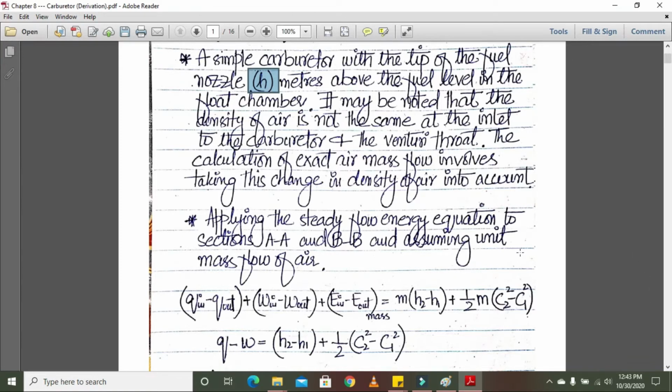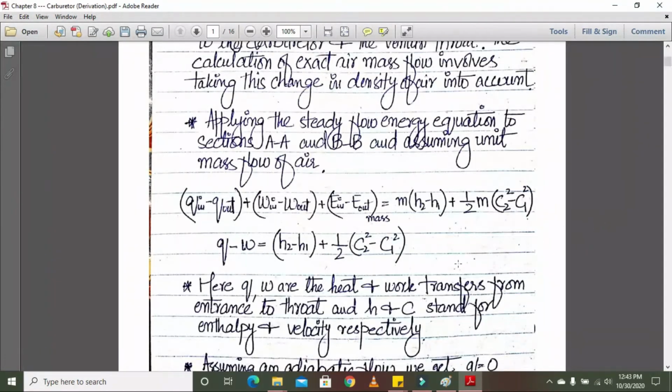Okay, now since the airflow which is going inside the carburetor and going outside the carburetor, there is no heat which is coming into the system and going out of the system.